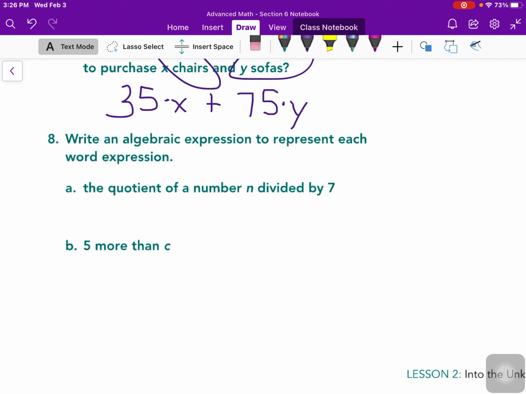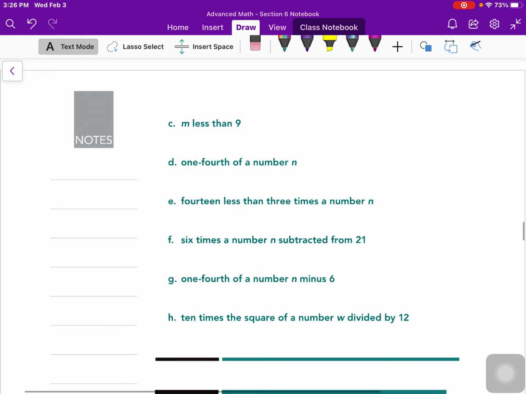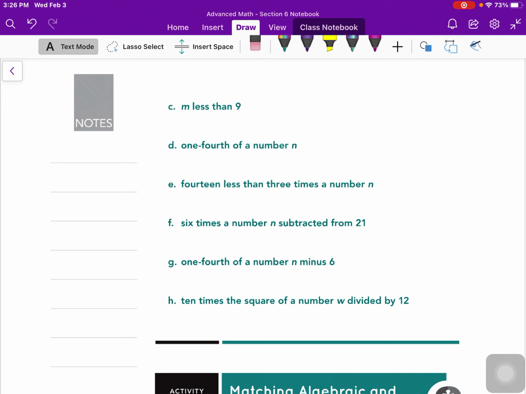Write an algebraic expression to represent each word expression. The quotient of a number n divided by 7. Quotient I know is the answer in a division problem, so it's n divided by 7, or I could say n divided by 7. 5 more than C. More than I know I'm adding, and it's 5 more than C. Go ahead, pause this, try the next ones on your own, C through H, and then come back.